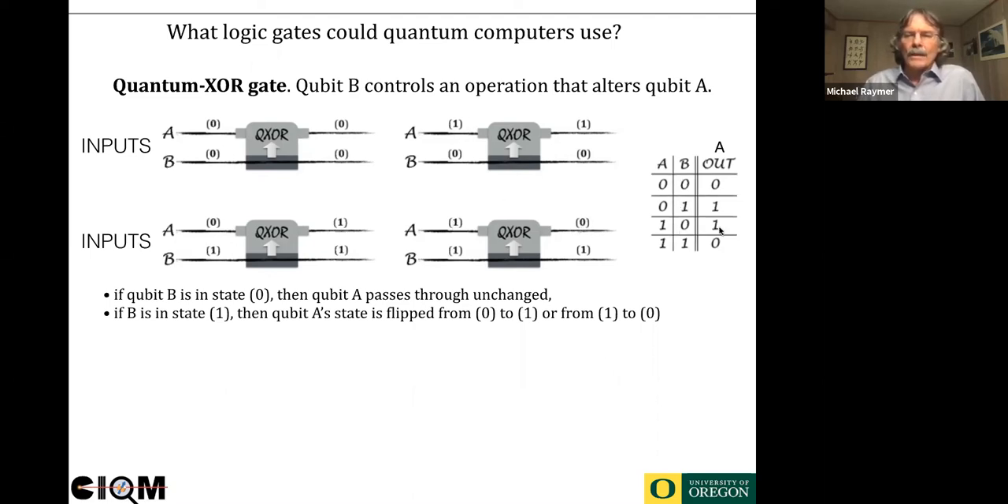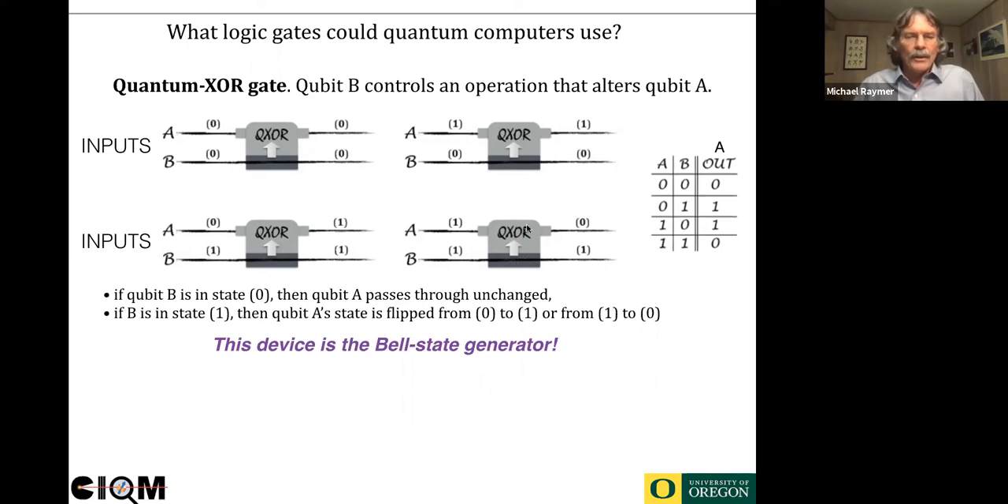And here's the classical logic table. It looks like the exclusive OR, doesn't it? Because if either A or B is 1, the output is 1, but if both A and B are 1, the output is 0. So this is called a quantum exclusive OR gate, quantum XOR gate. This device is also the Bell state generator. That's why I went through so much detail on teleportation, to explain what the Bell state generator does.